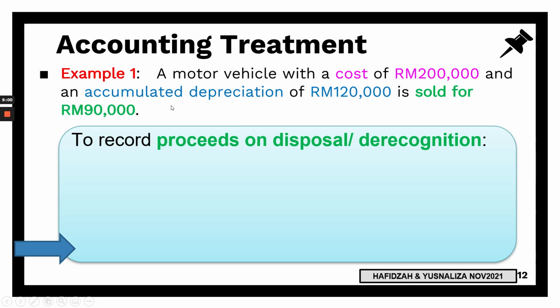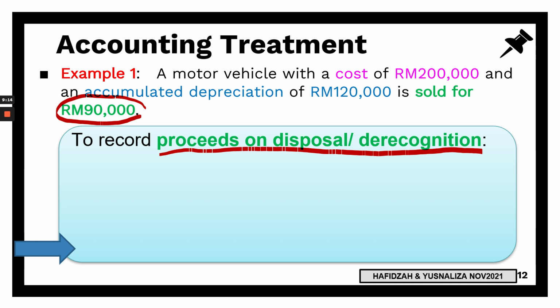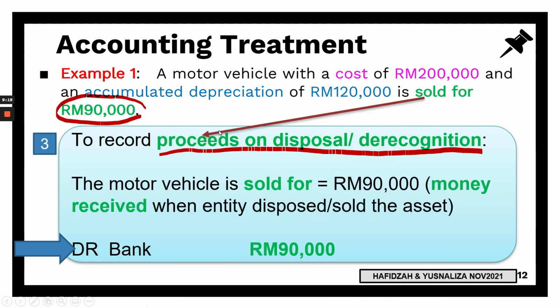The next one is because the disposal will bring some cash inflow to the company, you will have to record the proceed on the disposal. So the proceed on the disposal is this 90,000 here, which is the amount that you sold for. And that is what you call the proceed. So the motor vehicle that is sold for 90,000, that 90,000 is the money that you receive when the entity disposed or sold the asset. So bank will have to be increased by debiting it by 90,000.